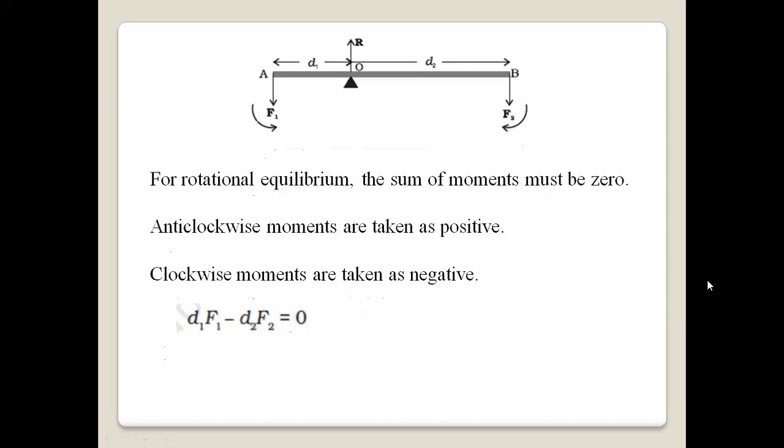What about rotational equilibrium? The anti-clockwise moment must be equal to the clockwise moment. What is the anti-clockwise moment here? It is on the left side, so F1 into AO, or F1 into D1, is the anti-clockwise moment. As I told you, anti-clockwise moment is taken as positive. What is the clockwise moment here? It is F2 into D2. So the total moment will be D1 F1 minus D2 F2 equal to 0. Then the body will be in rotational equilibrium. This is called the principle of moments.